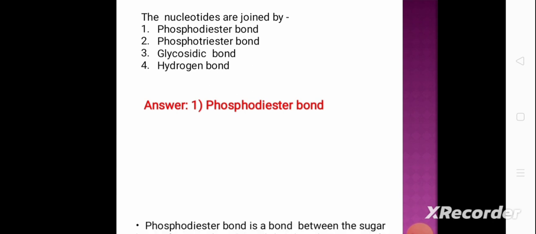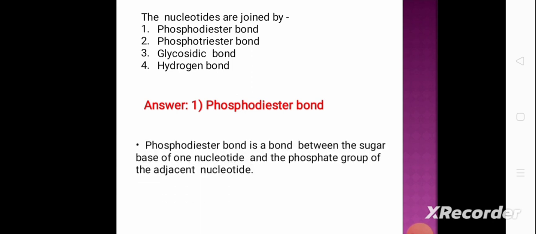Next question is, the nucleotides are joined by Option 1 phosphodiester bond, Option 2 phosphotriester bond, Option 3 glycosidic bond, and Option 4 hydrogen bond. And the correct option is Option 1 phosphodiester bond.